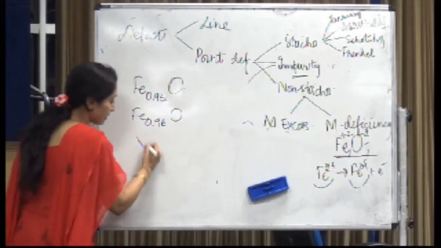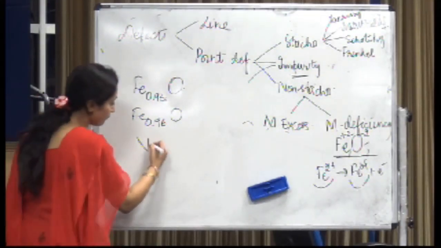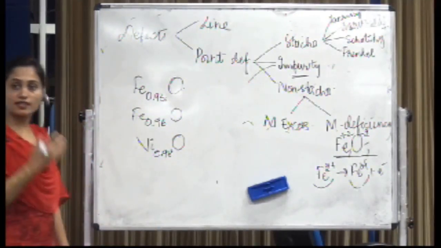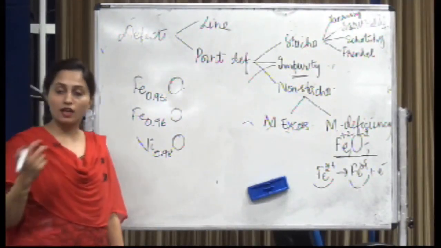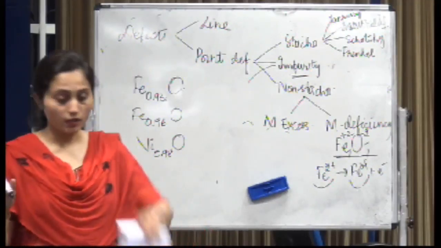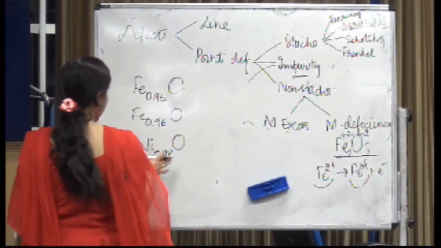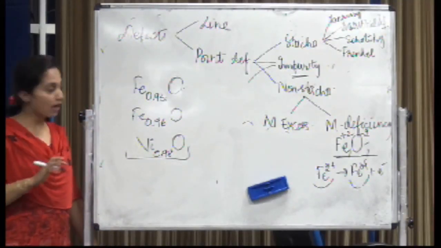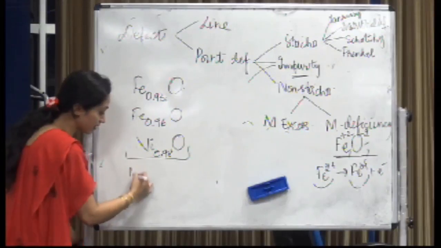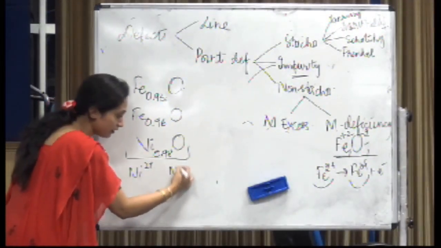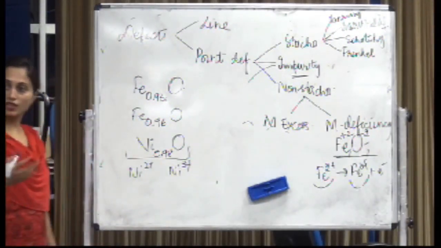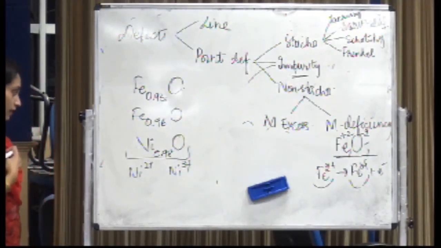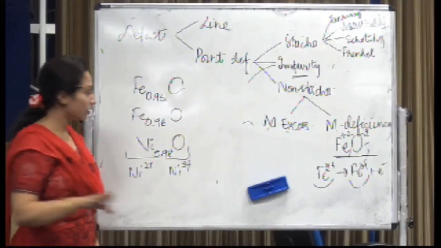Nickel oxide is also the same case. There you can have Ni0.98O and so on. These are your non-stoichiometric compounds. Now here you get a question. You have a formula of Ni0.98O, and straight away they ask you to tell the number of Ni2+ and Ni3+. So how do you take care of that?